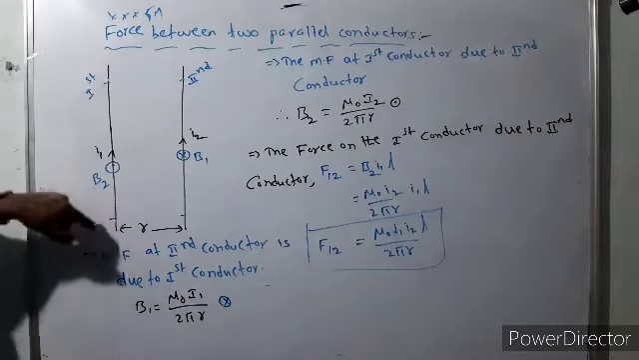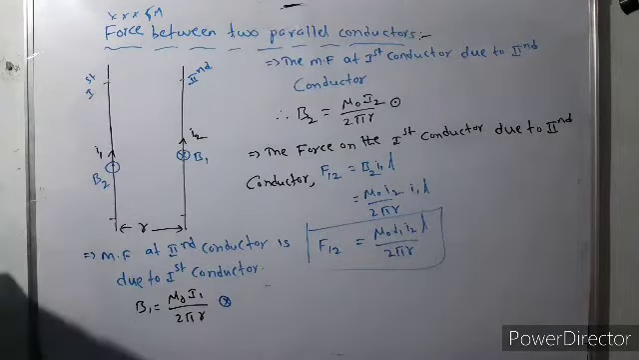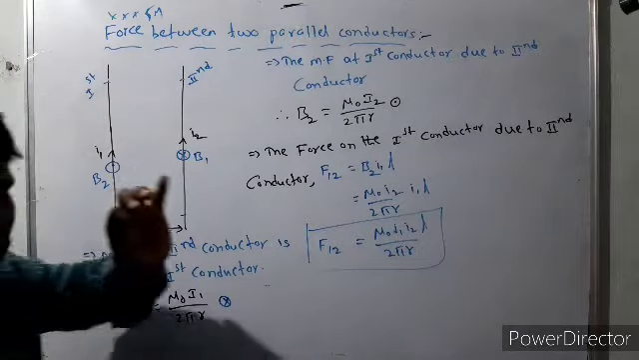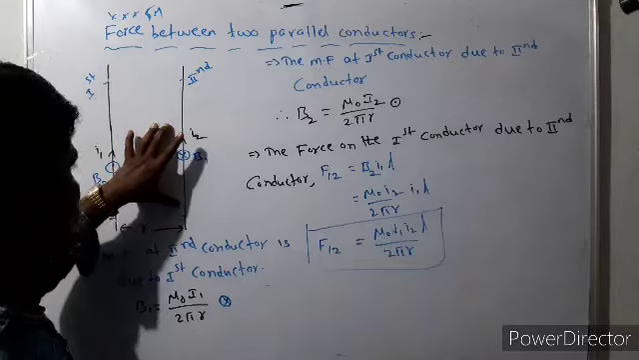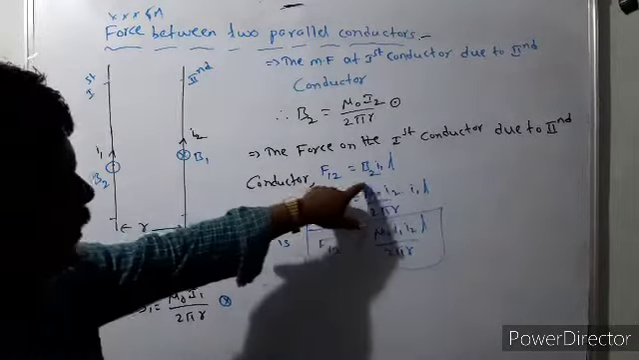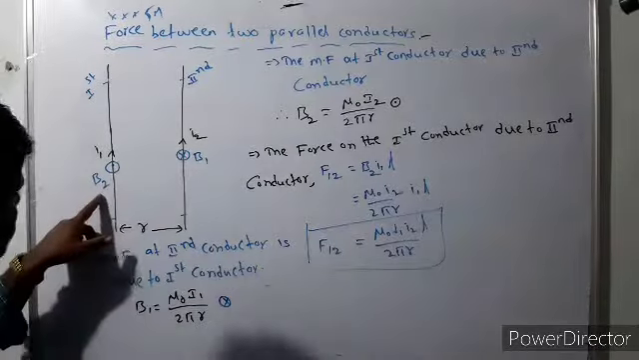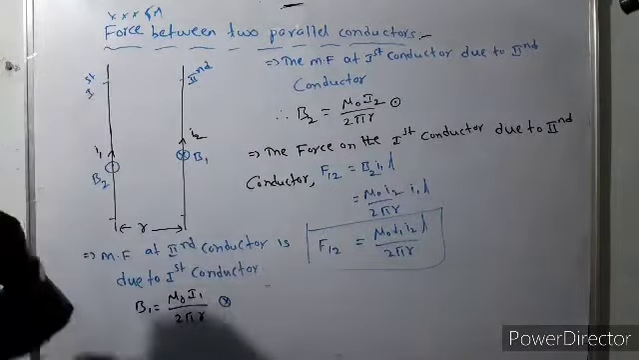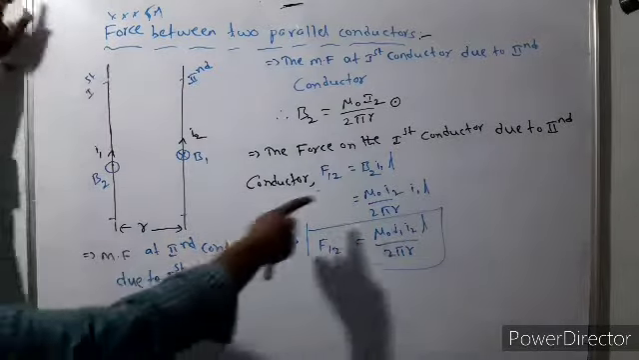Here actually these conductors are of infinite length, but I am considering a part of a conductor of length L. Here also L. Now the force on L length of this conductor is B2 I1 L. The magnetic field on this conductor is B2. Current in the conductor is I1. We consider length L of this conductor: B2 I1 L.